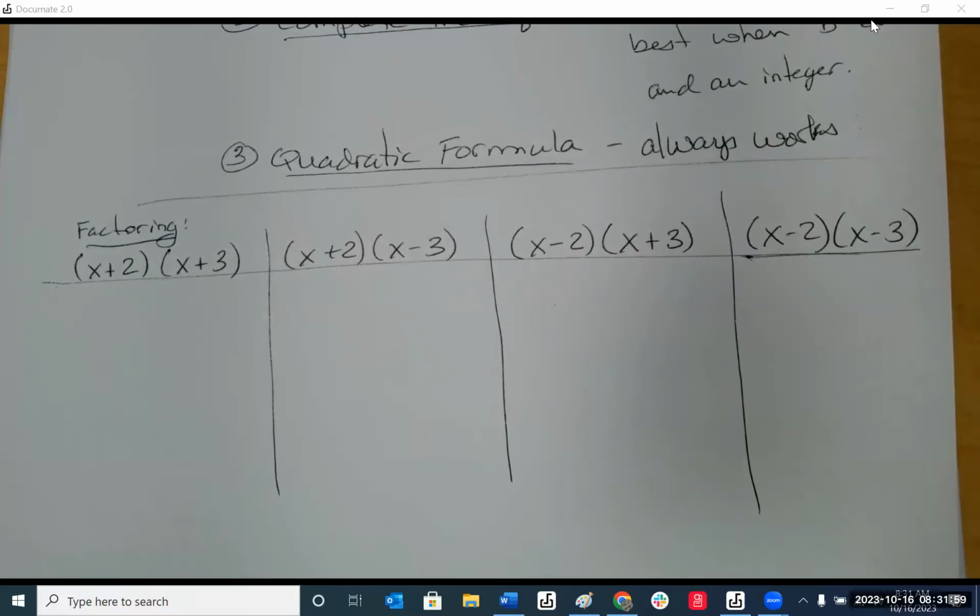And the last one: x times x is x squared. Positive times negative is negative. X times 3 is 3x. That does it for that one. Negative times positive is negative. 2 times x is 2x. Negative times negative is positive. 2 times 3 is 6. Combine like terms. They're both negative, so the answer is negative. Add the numbers. And there we have it.